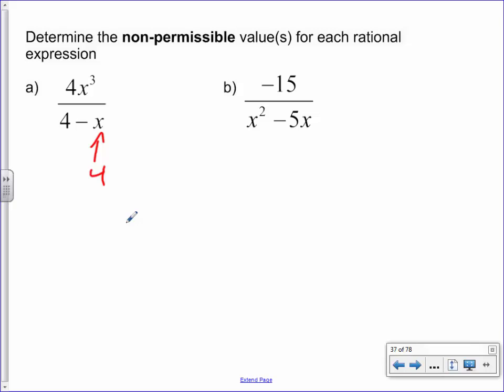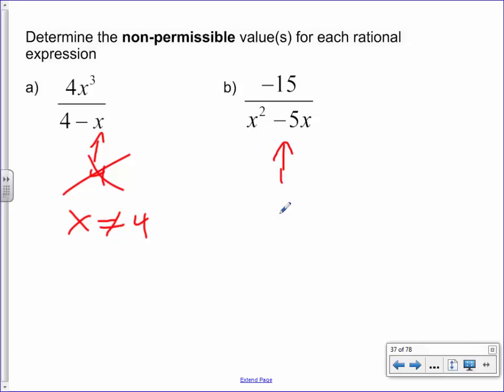So if they ever ask you for a non-permissible value, they're really asking you what number makes the bottom of the fraction 0, and it just means that x cannot be 4. That's all. Oh, so we have to solve it? No, we don't need to try to solve or do anything here. It's just asking us what is the not allowable number. That's all. Let's try the other one here.